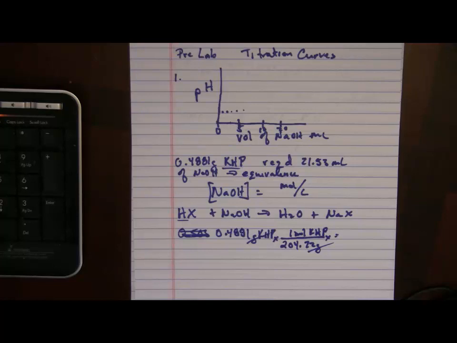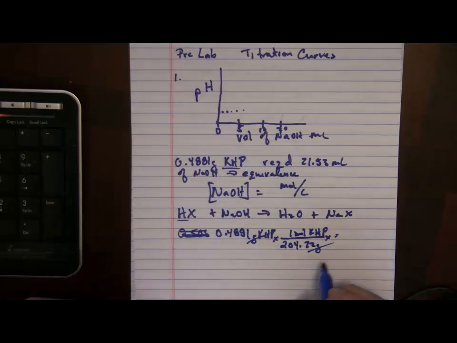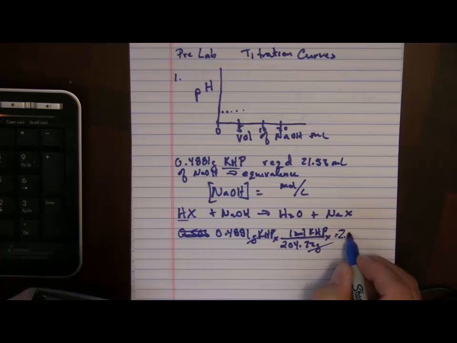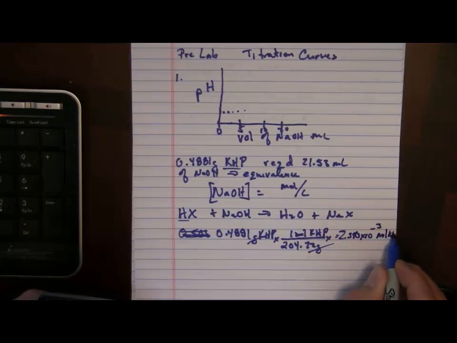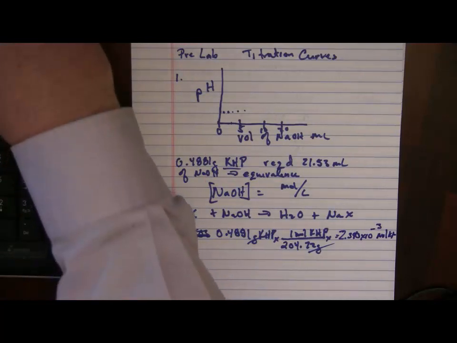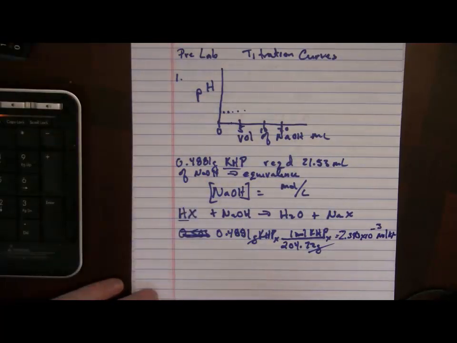is 0.4881 divided by 204.22 equals, and that is 2.390 times 10 to the minus third moles KHP. Now that's the number of moles at the equivalence point.